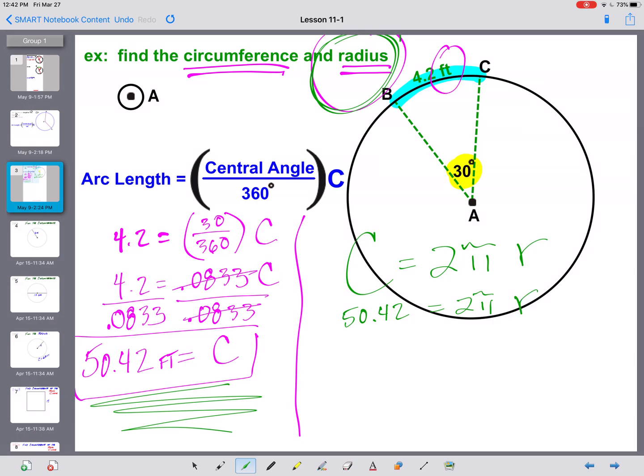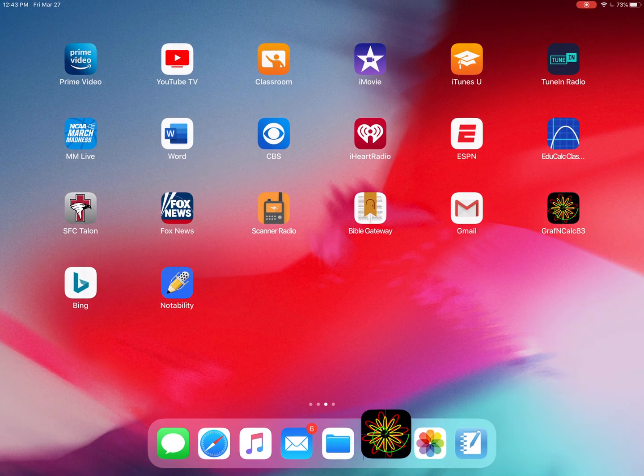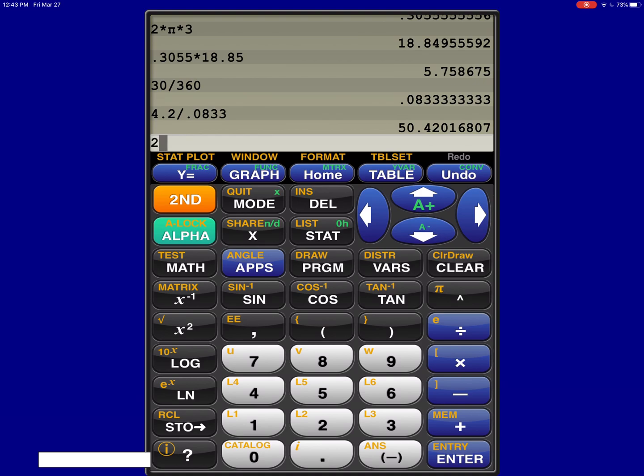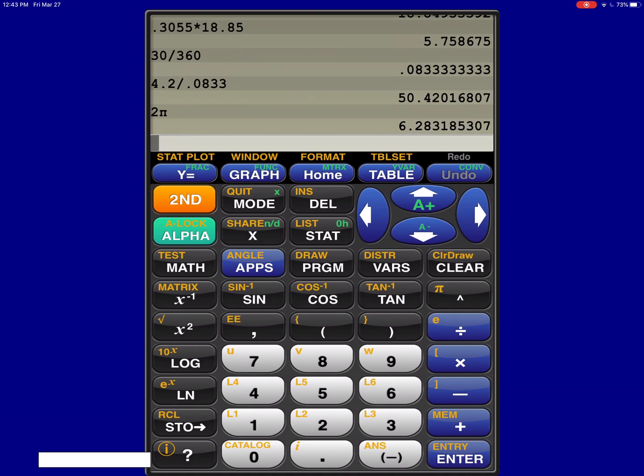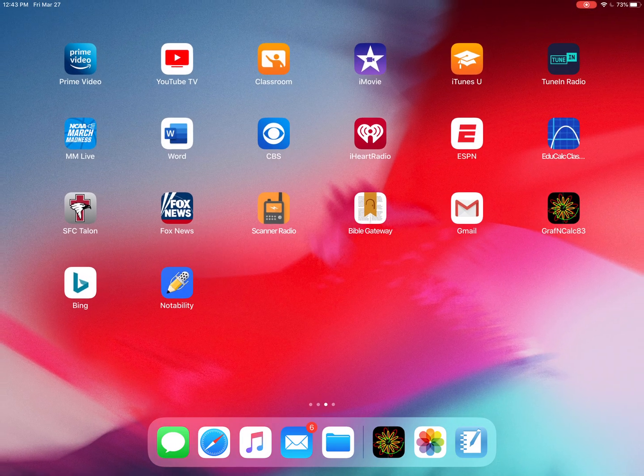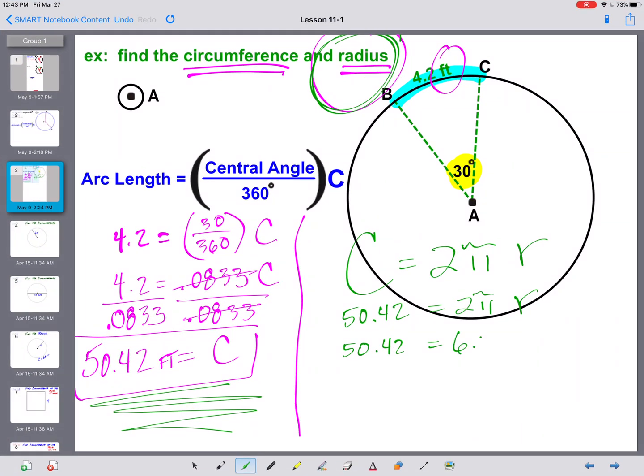Now, here's what I'm going to do. I'm going to multiply 2 times pi. Okay, let me do that right now. 2 times pi in my calculator. I think you kind of know what it is, but let's do it. 2 times my pi button. There it is. I'm going to say 6.28. 6.28 is good. 6.28 times r. Now what do I do?